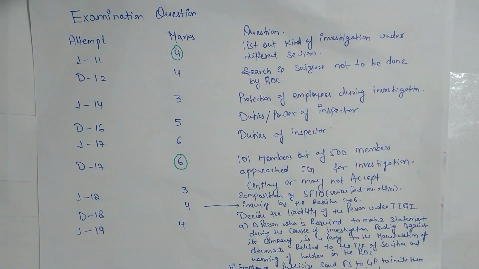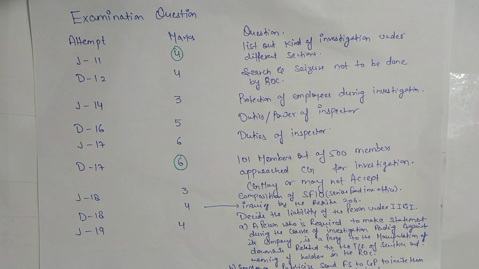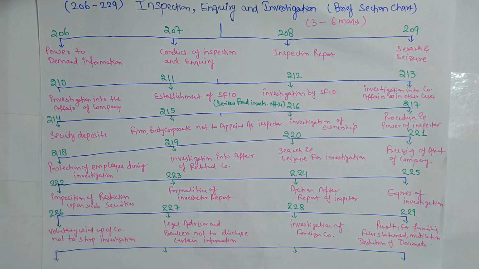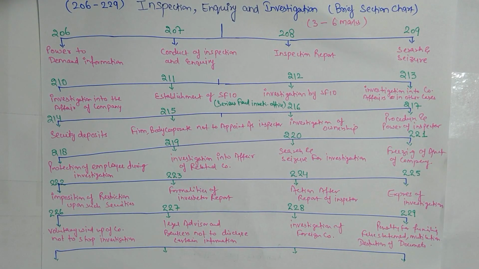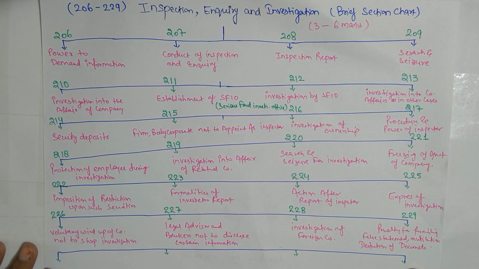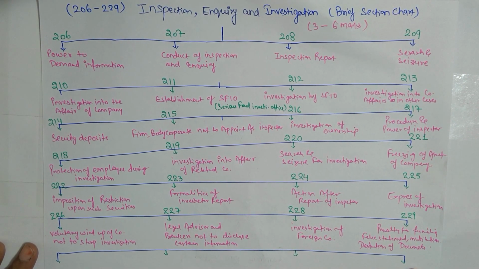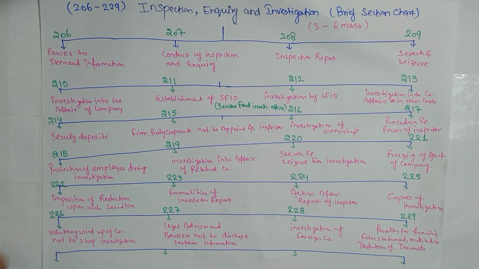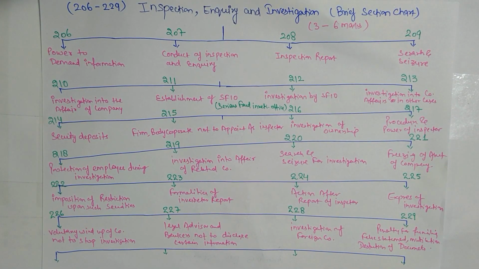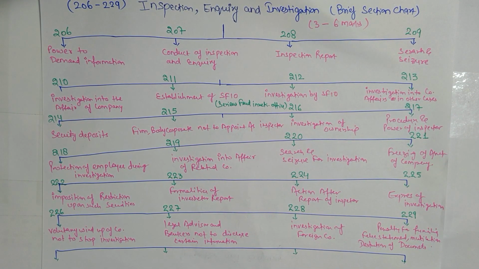You can write it on a paper for your help, and this is the brief section chart showing how many sections we are going to discuss in this chapter. Fine, so we start from Section 206.